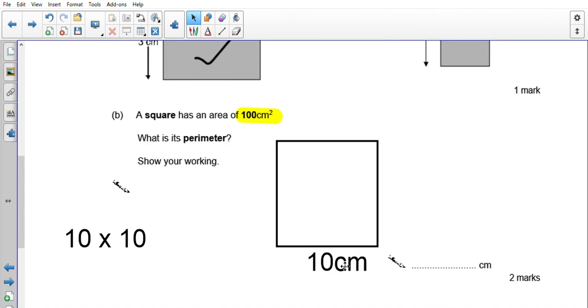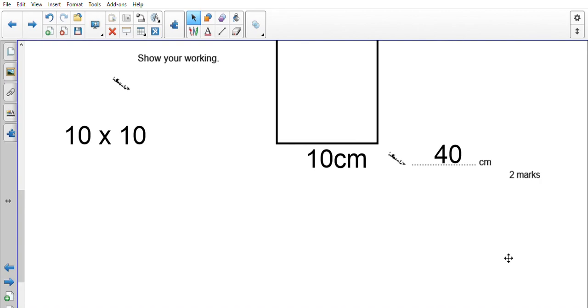Because it's a square, I know that I can just work that through there, and then the perimeter is all the way around, so it's going to be 10, 10, 10 and 10, which is going to give me a perimeter of 40 centimetres all the way around that square there.